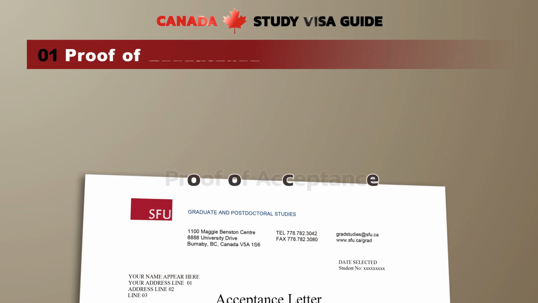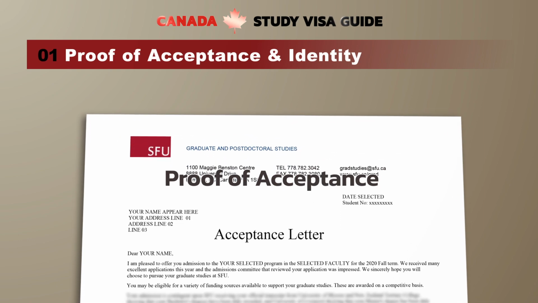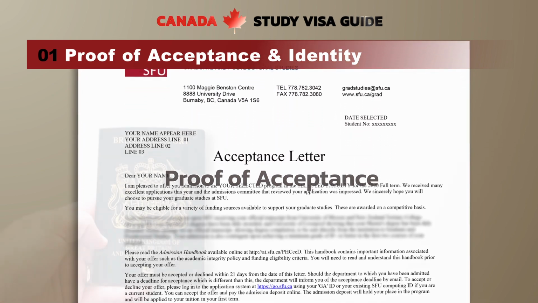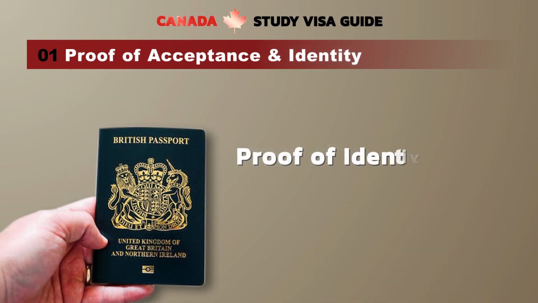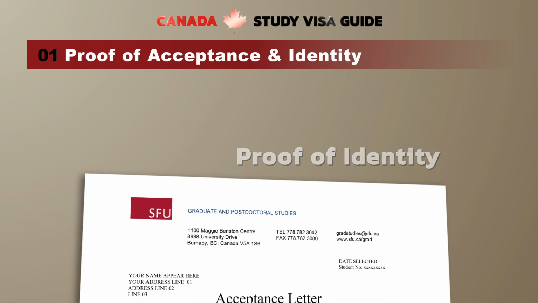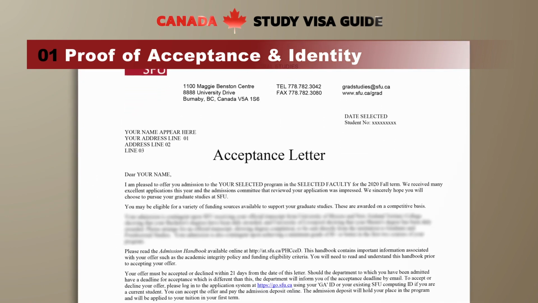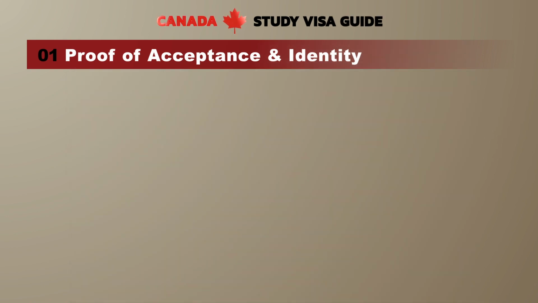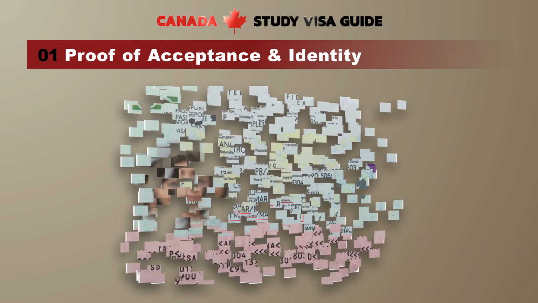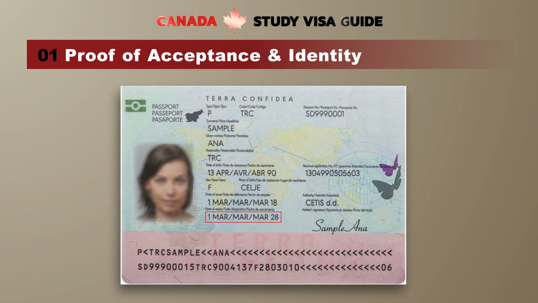Before you get started with your application process, have these two proofs ready. One is the proof of acceptance and the other one is proof of identity. Proof of acceptance is a letter of acceptance provided by the designated learning institution you have been admitted into. Similarly, proof of identity is either your passport or a travel document issued by a governmental organization that shows your photograph and your personal information.